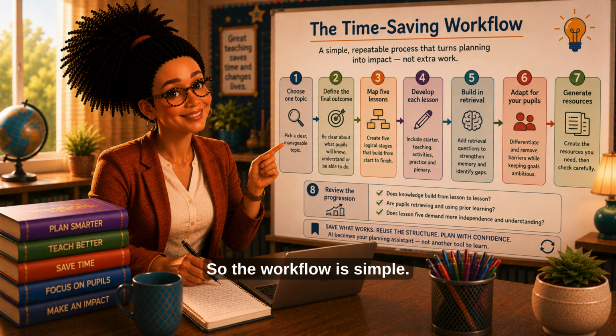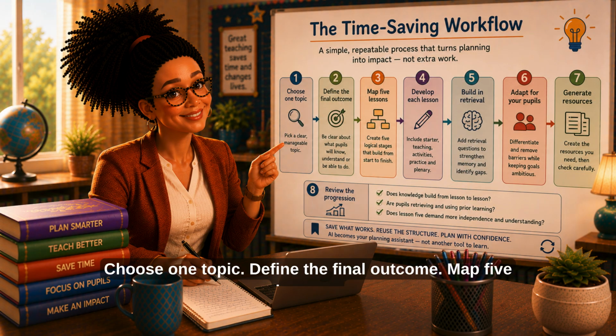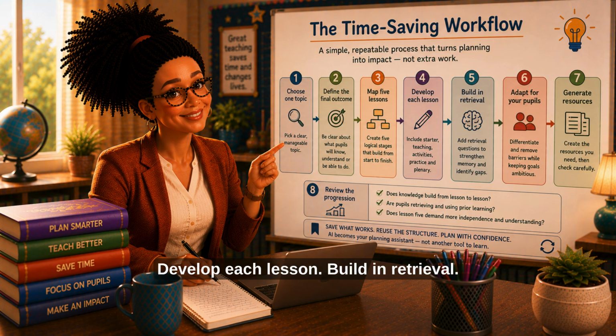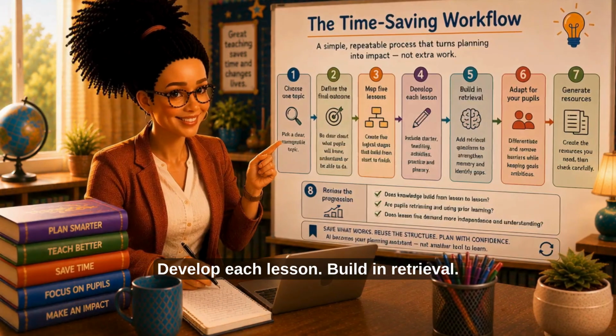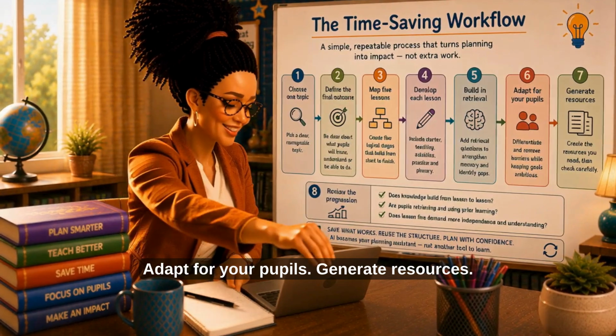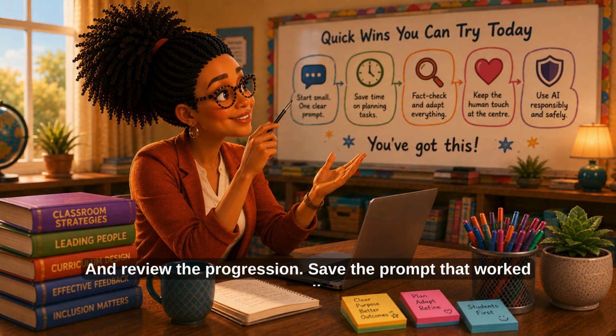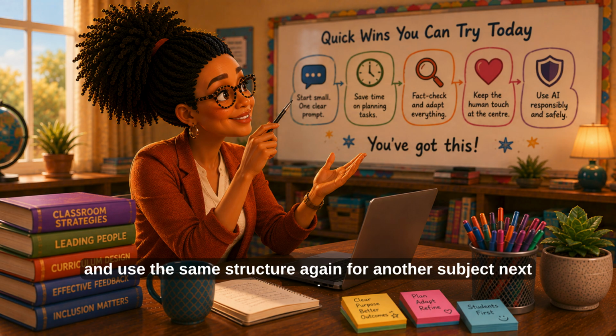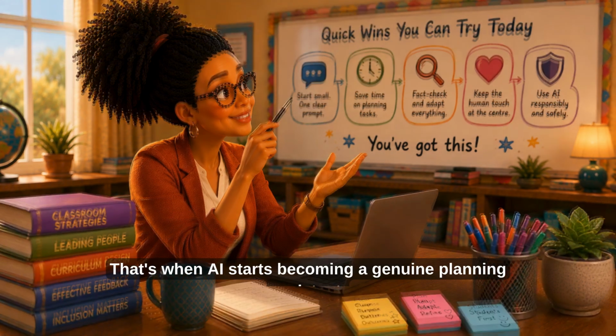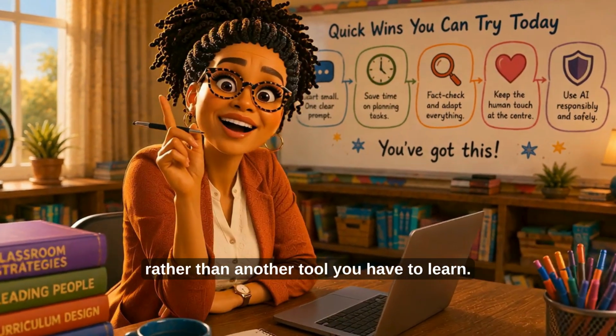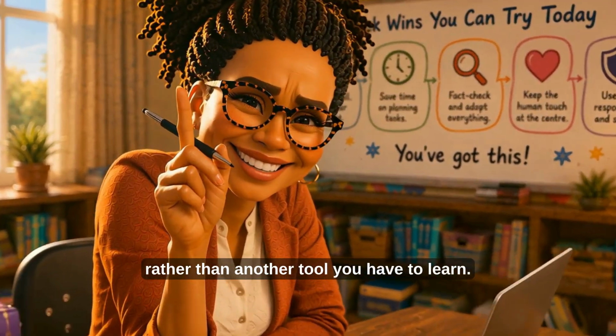So the workflow is simple. Choose one topic, define the final outcome, map 5 lessons, develop each lesson, build in retrieval, adapt for your pupils, generate resources, and review the progression. Save the prompt that worked well and use the same structure again for another subject next week. That's when AI starts becoming a genuine planning assistant, rather than another tool you have to learn.